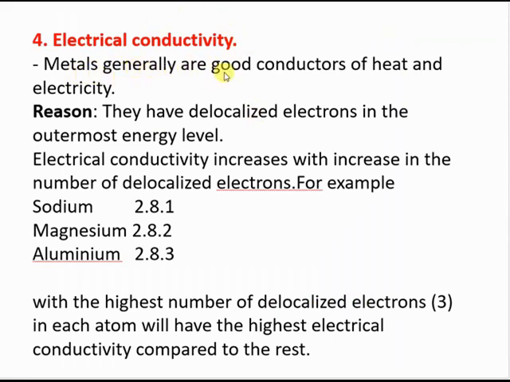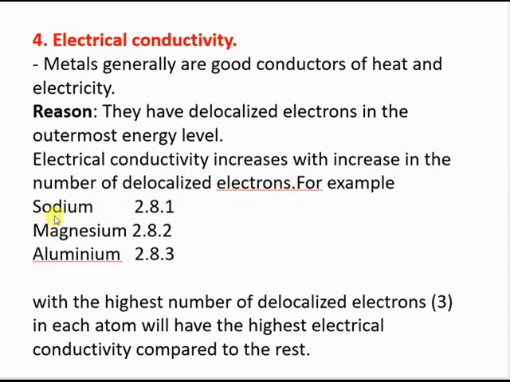Conductivity in metals. Metals are generally good conductors of heat and electricity. The reason is that they have delocalized electrons in the outermost energy levels. So the structure of metals contains delocalized electrons which are responsible for conducting electricity. Electrical conductivity increases with an increase in the number of delocalized electrons. So the more delocalized electrons, the better that metal is as a conductor.